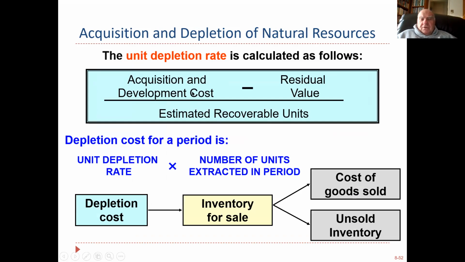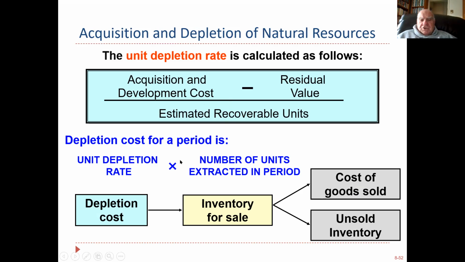The acquisition and development cost minus the residual value, divided by the number of estimated units, is going to give us our number. So we spent $25 million to develop this oil well, and now we know there's oil down there. Oh, this is wonderful. And we know we're going to get a certain amount of units out of that. Well, we're going to divide that into this calculation.